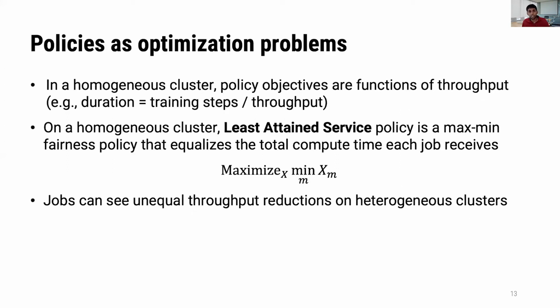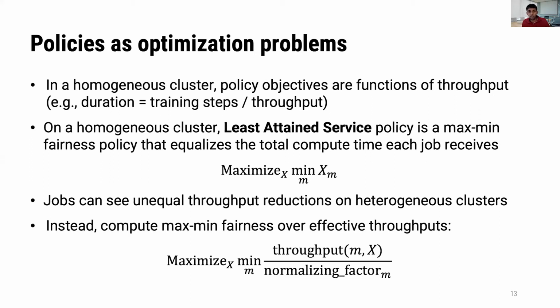Now we observe that the least attained service policy from before in the completely homogeneous setting can be expressed as a max-min optimization problem over the allocation as we defined it in the previous slide. The same policy can also easily be made heterogeneity aware by computing max-min fairness over normalized effective throughputs instead. Note that we need the normalizing factor here to ensure that we can compare throughputs across different jobs.